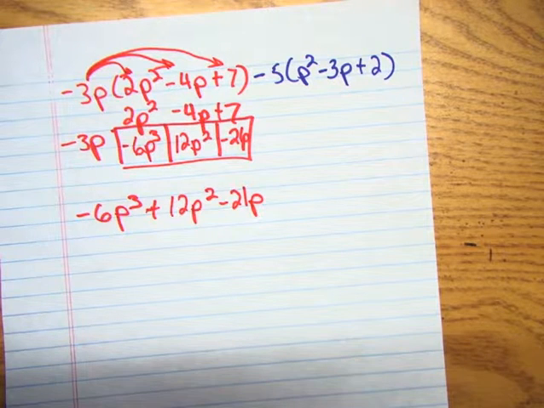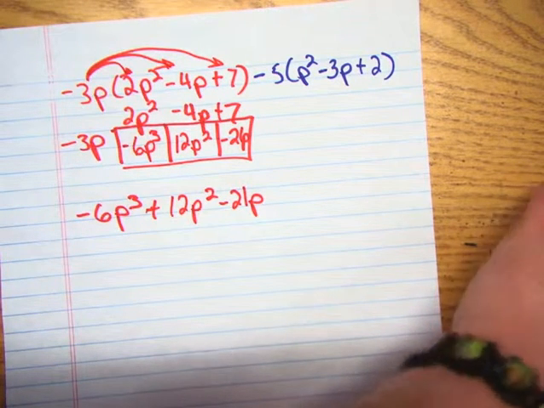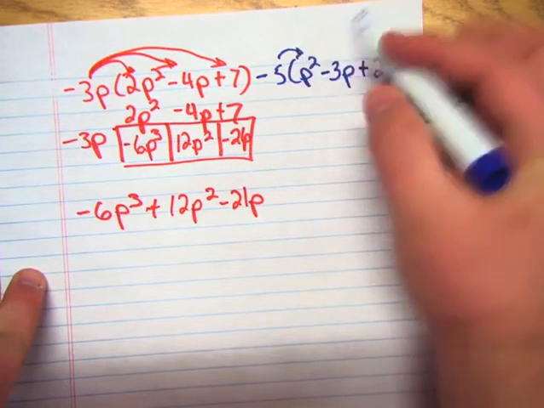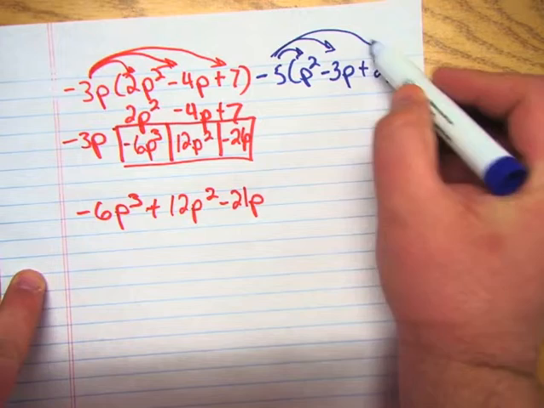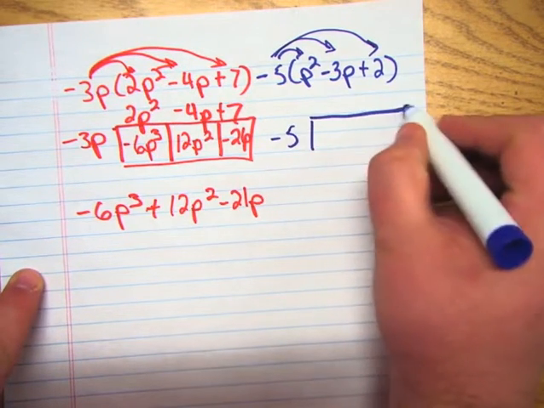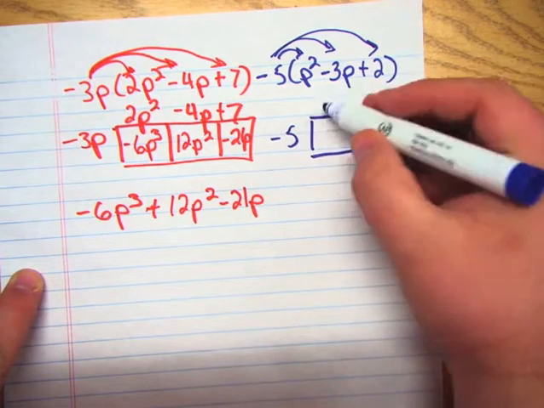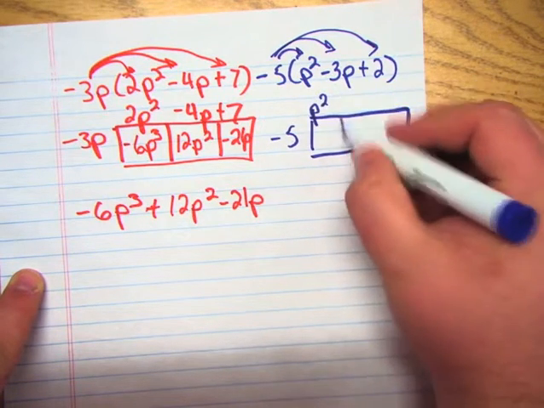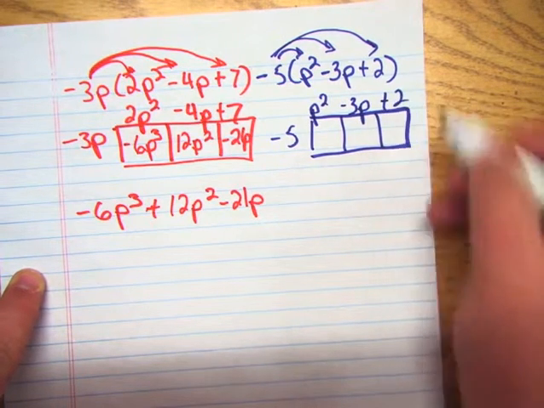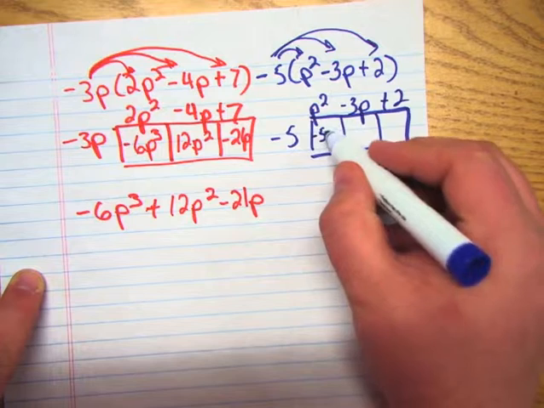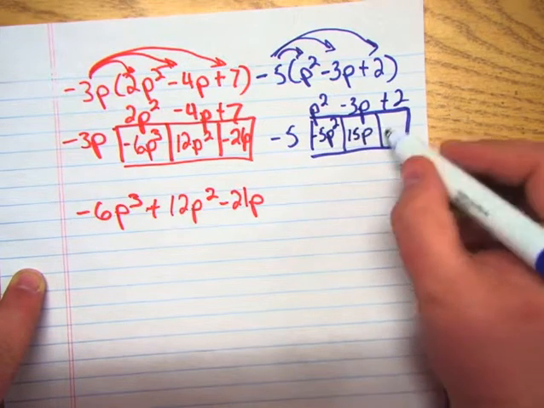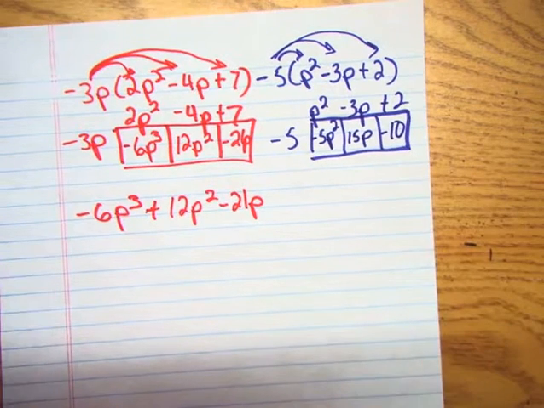Now for the second expression, again what I'm going to do is I'm going to push this negative 5 through. Okay? So I'm going to say negative 5 times the quantities p squared, negative 3p, and then positive 2. And so that's going to be negative 5p squared, positive 15p, and then negative 10 by multiplying the row by the column.